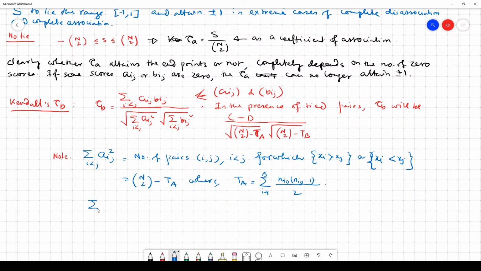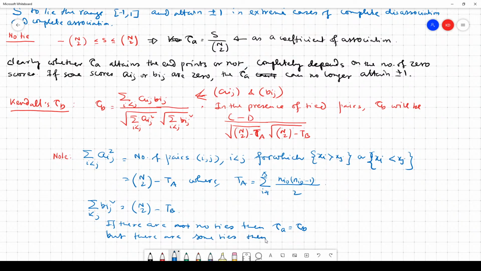Similarly, we define the sum of Bij squared as NC2 minus TB. And we see that if there are no ties, then tau A equals tau B, but if there are some ties, then tau B should be greater than tau A.